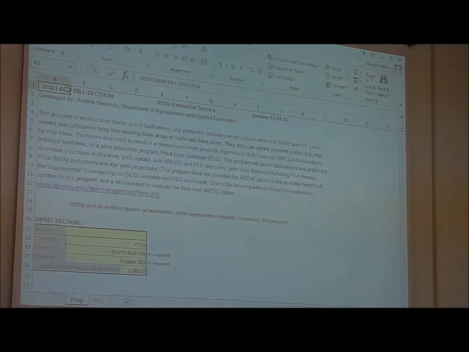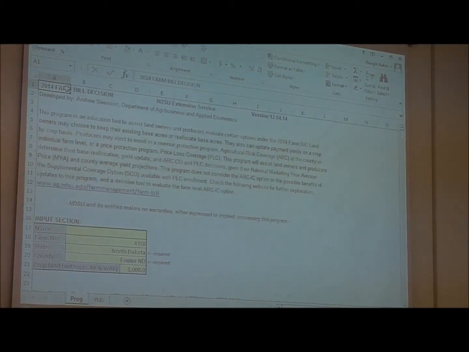There's other decision aids out there. Other universities have them. There's 2 web-based ones that USDA funded, University of Illinois and Texas A&M, to develop web-based tools. And they're very good. I'm not going to knock them at all, but they're a lot more complex. They include everything. They put everything into it. This program is much more streamlined.